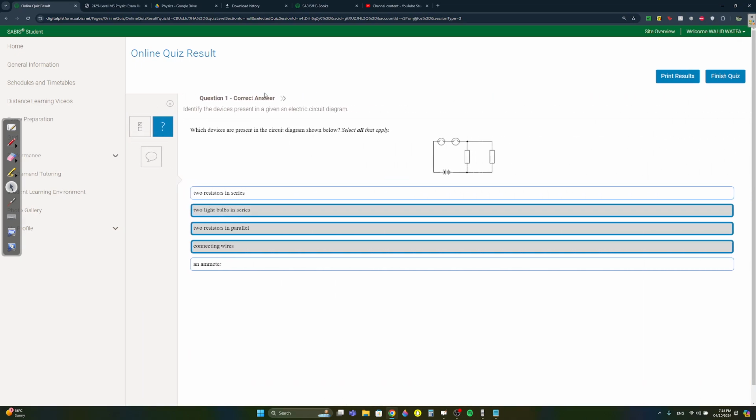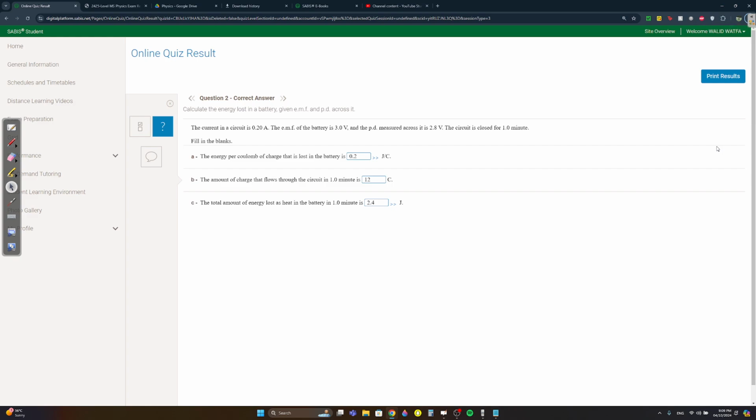What is present in the circuit diagram above? Two resistors in series? No, they're in parallel. Light bulbs in series? Yes, they are in series, they're beside each other. Resistors in parallel? Yes, they're in parallel. Connecting wires? Yes. Ammeter? There is no ammeter here.